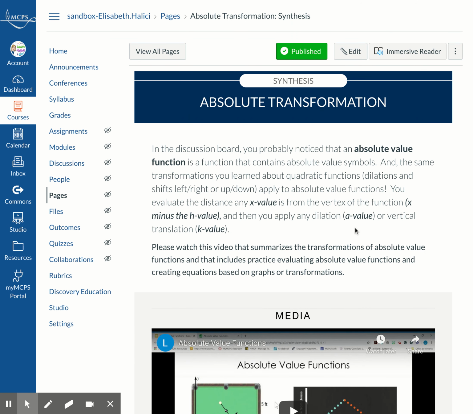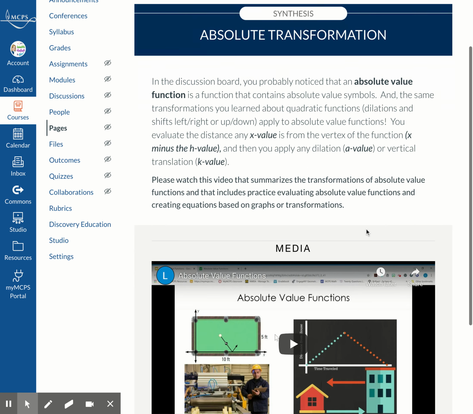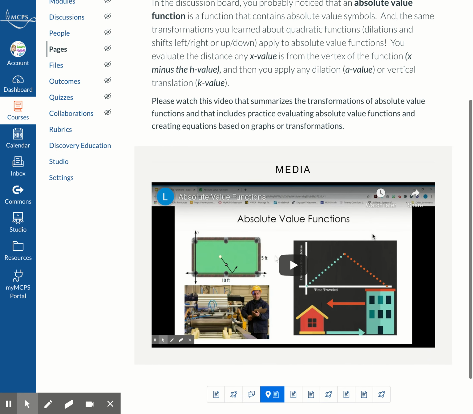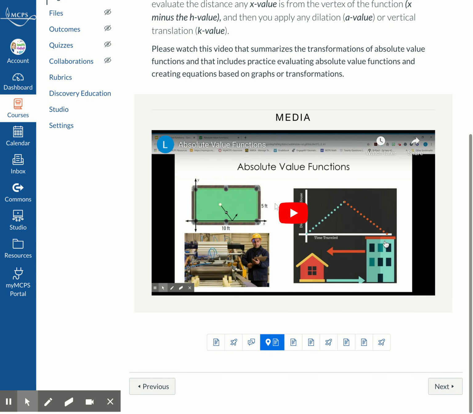As students are learning more about other students' responses during the discussions, students are then asked to synthesize their learning by watching the provided video.